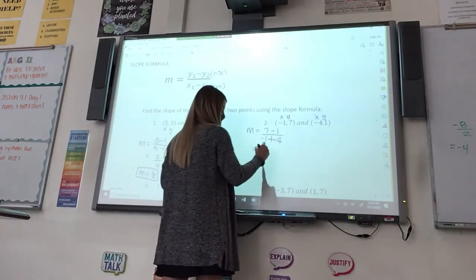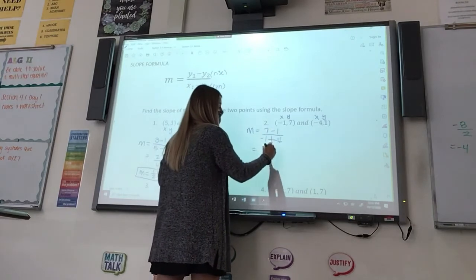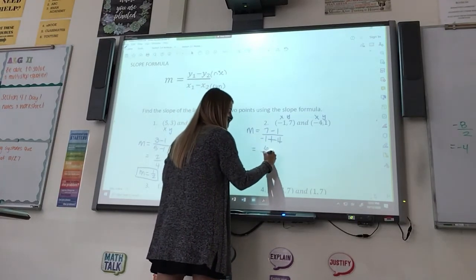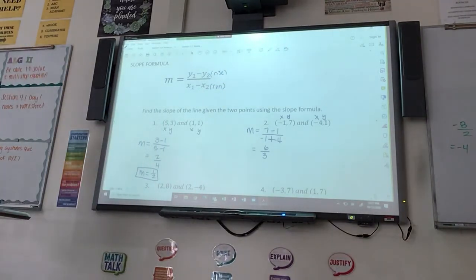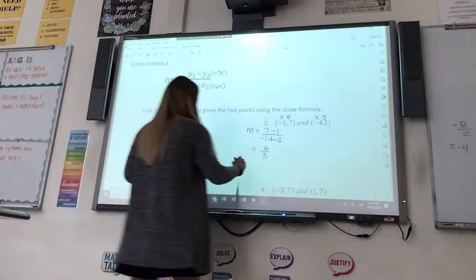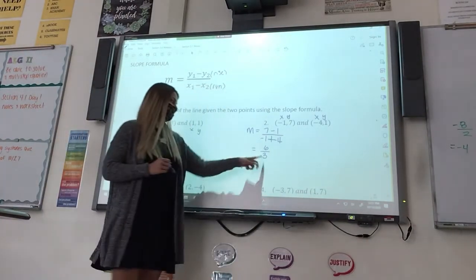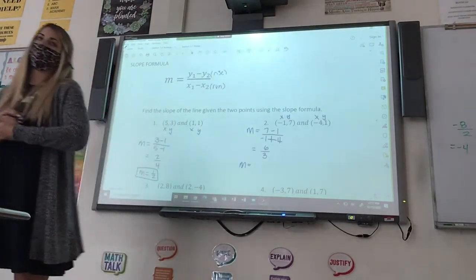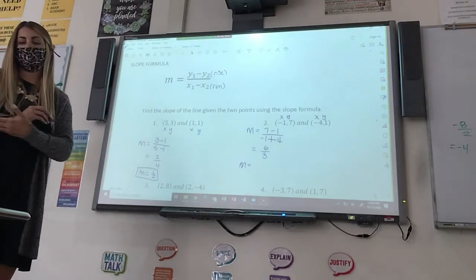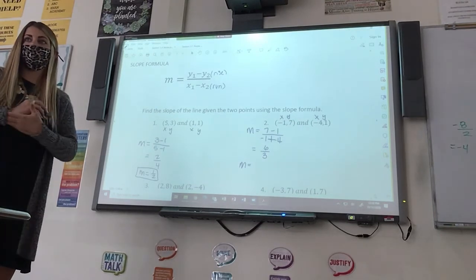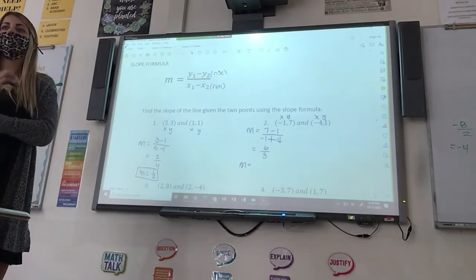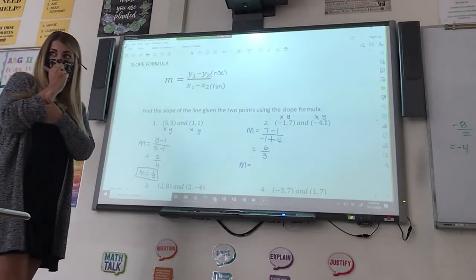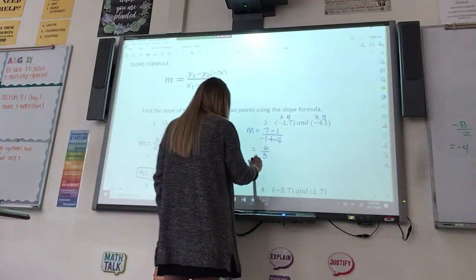Yeah. Yep. So 7 minus 1 is 6. -1 plus 4, that's +3. Makes sense. So don't just do -1 minus 4 because the 4 is negative. It's got to be that double negative. Minus -4. We got to simplify. What's 6 over 3? A fraction's like division, so this is saying 6 divided by 3. What's 6 divided by 3? 2. So my slope is +2.